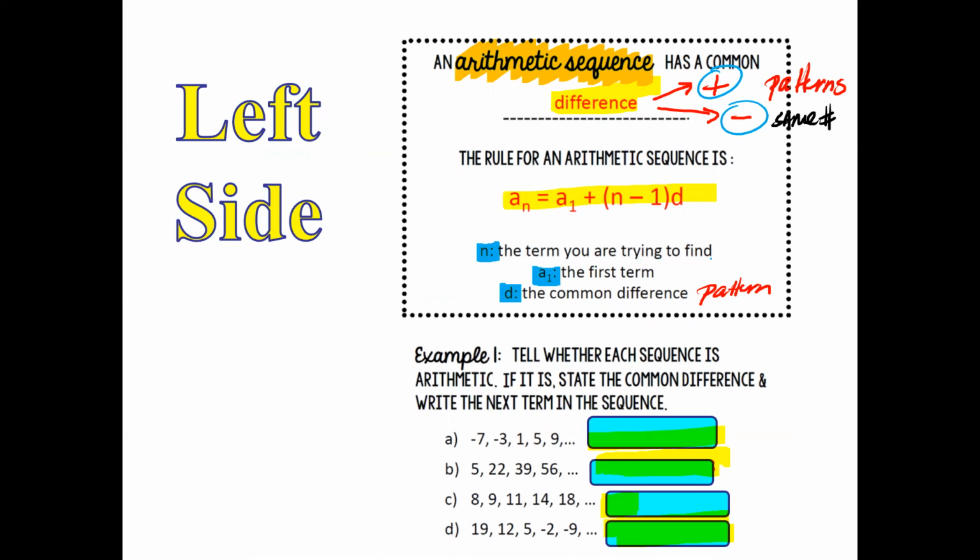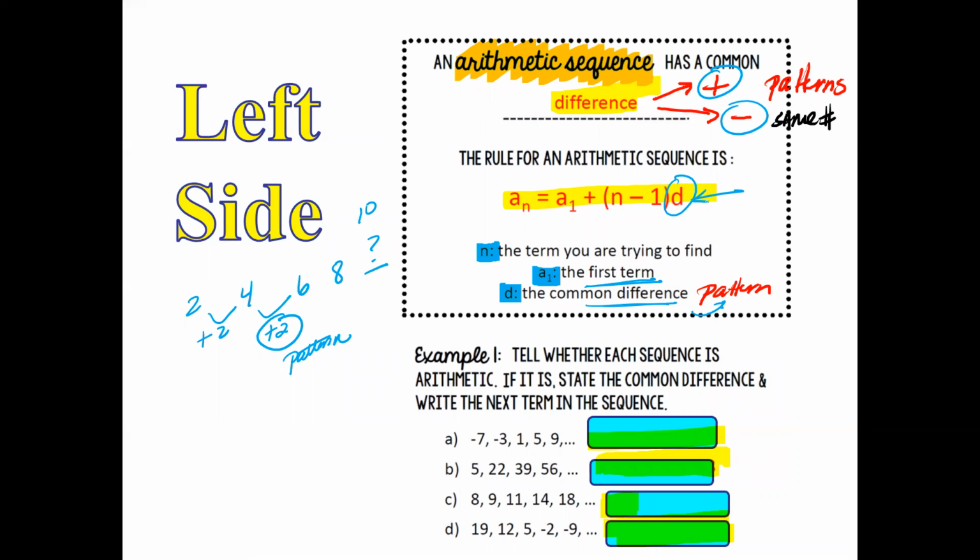N is the term you're trying to find. A1 is always going to be the first term. And D is going to be the common difference, which is the pattern. Last time I saw you guys, we talked about ascending and descending patterns. Like you have 2, 4, 6, 8. What's the next number? You should say 10. And how do you know that? Because you're adding 2 to everything. So that plus 2 is going to be your pattern. And that's what the D is, a pattern.